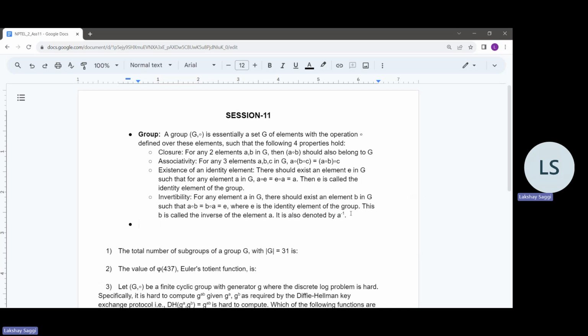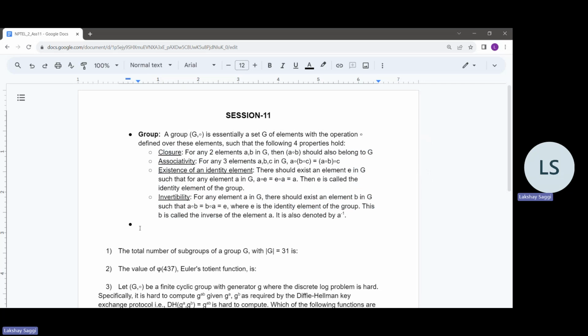So these are the four properties which, if followed, we'll call the pair G comma ∘ a group. Let me just underline these. This is the basis of group theory, and everything discussed from here on will have its basis in this only.